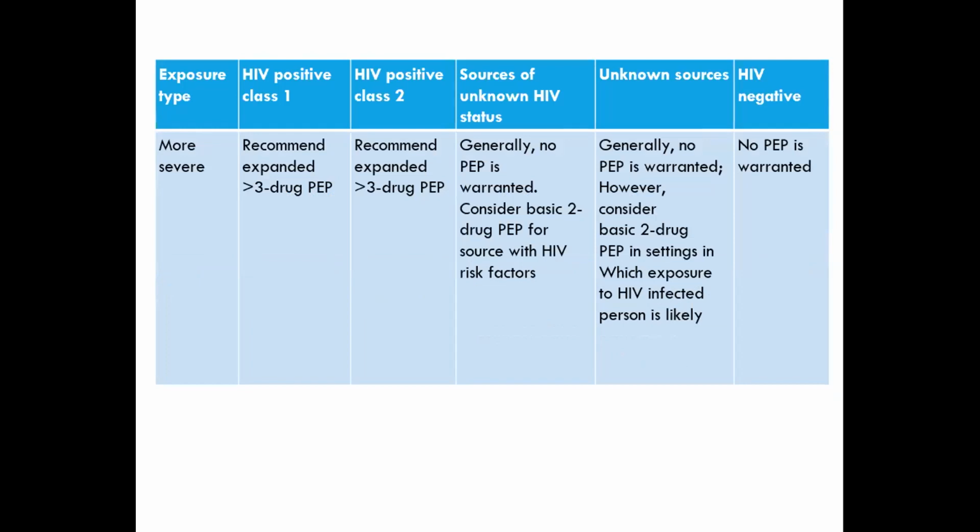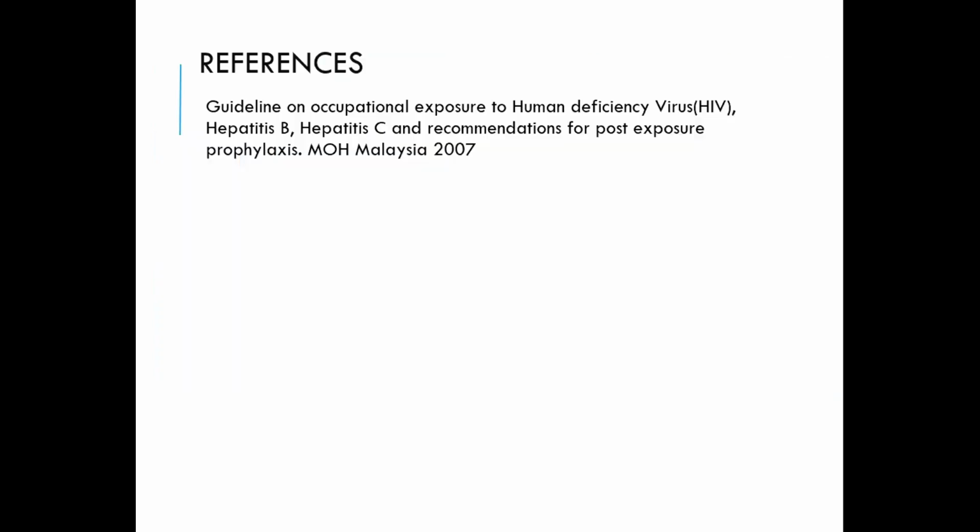Furthermore, if the exposure type is more severe, usually for HIV positive class 1, expanded 3-drug PEP is recommended. For positive class 2, usually we also give expanded PEP of more than 3 drugs. If the source or its HIV status is unknown, usually we consider basic 2-drug PEP for a source with HIV risk factors. And if HIV negative, no PEP is warranted. So that's the reference. Thank you.